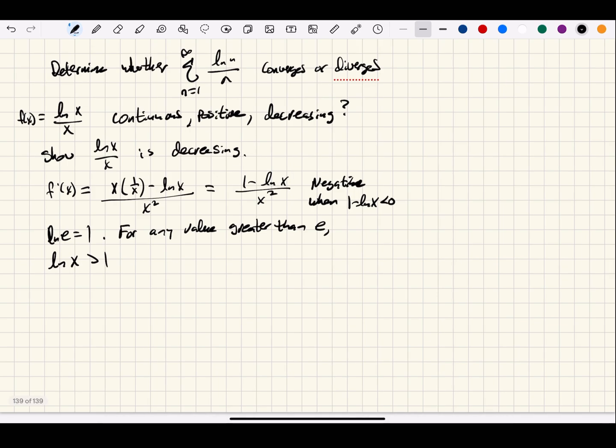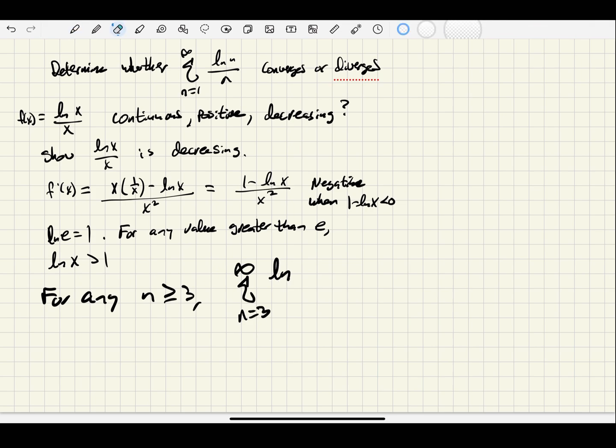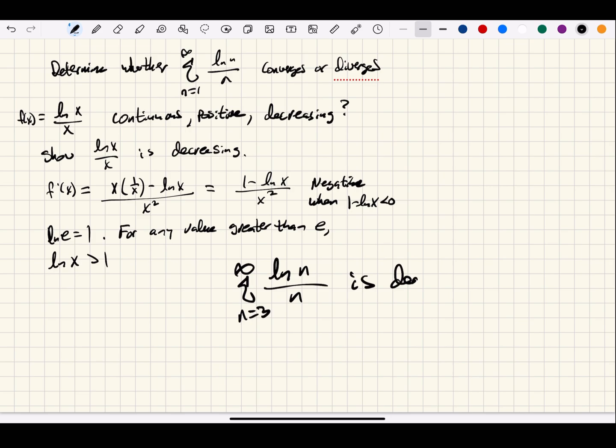So, for any n greater than or equal to 3, sum from n equals 3 to infinity. I should probably say it this way. I should say that from 3 to infinity, natural log of n over n is decreasing, right? I could say that. And I don't really need the rest of it because the rest of it is finite, right? Okay.